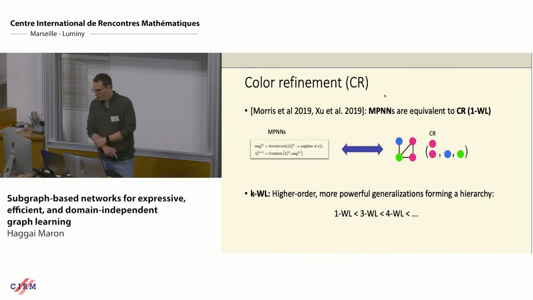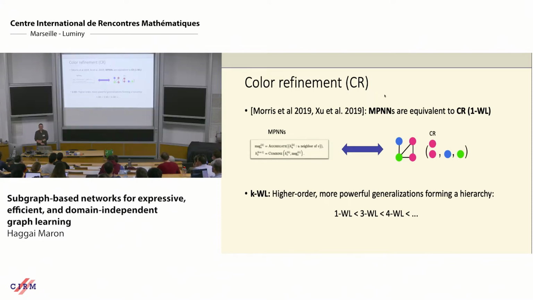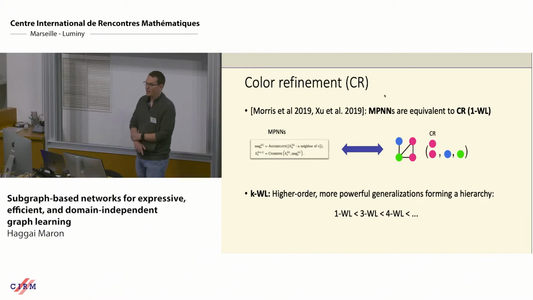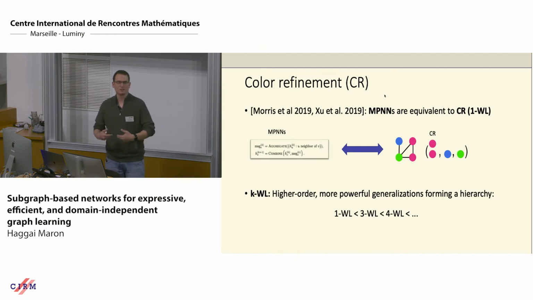OK, so the color refinement algorithm is also called the first WL test. WL stands for Weisfeiler-Lehman. You probably heard about this test. This is a fundamental work from the 1960s. And there are generalizations of this Weisfeiler-Lehman test called k-Weisfeiler-Lehman. Each one of them is stronger than the previous one and requires more computational complexity. And this is something that we're going to mention in this talk today as well.